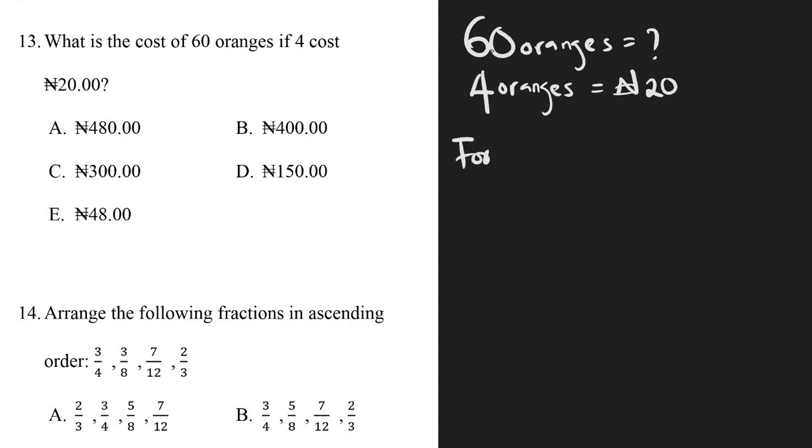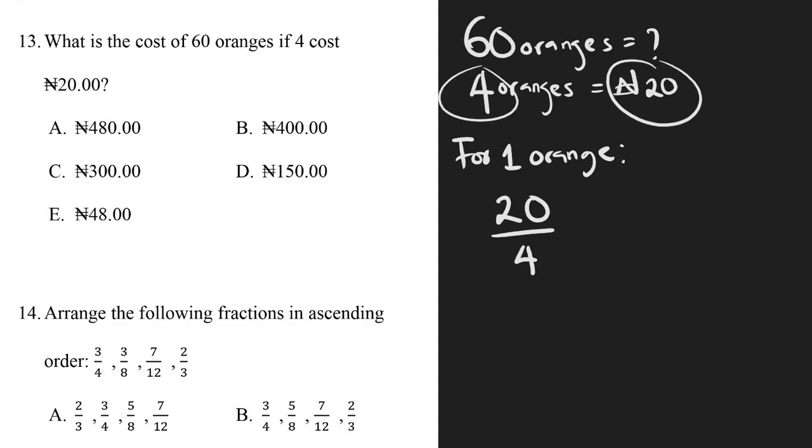So for one orange, we'll say 20 naira, since 4 of them cost 20 naira, divided by 4 oranges. So 20 divided by 4 is, of course, 5 naira. So each orange will cost 5 naira.